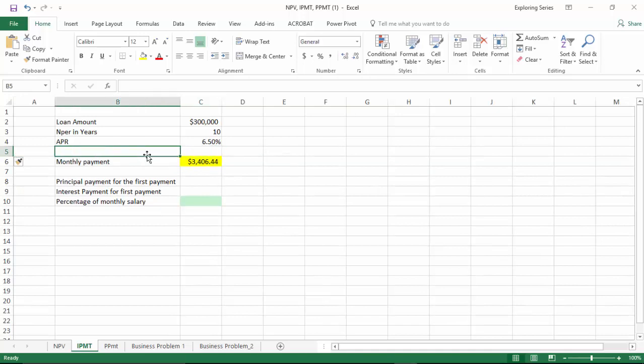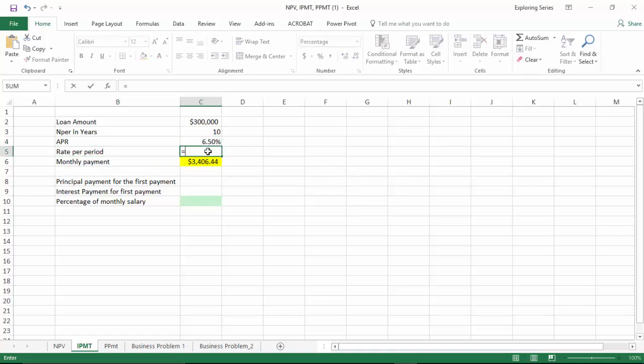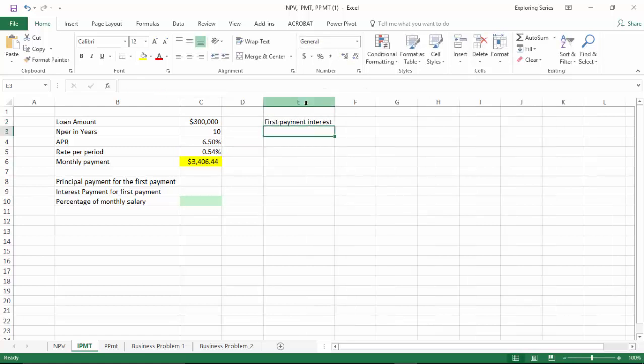Well, the rate per period is simply this divided by 12, which reflects the fact that this is now monthly. So this is the monthly interest rate or the periodic interest rate. If I take this multiplied by the amount that I owe, it'll tell me how much interest I will be paying for the first payment. Okay, first payment interest. So all I need to do is take 300,000 multiplied by the rate per period, and it's going to tell me that my interest for the first payment is $1,625.